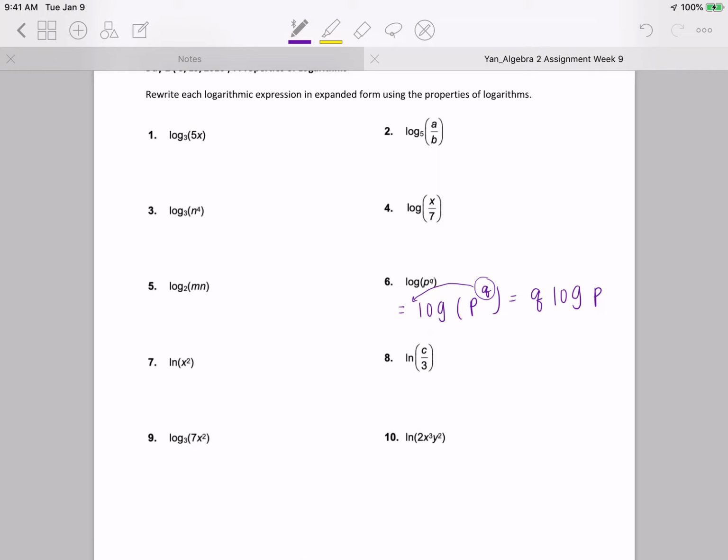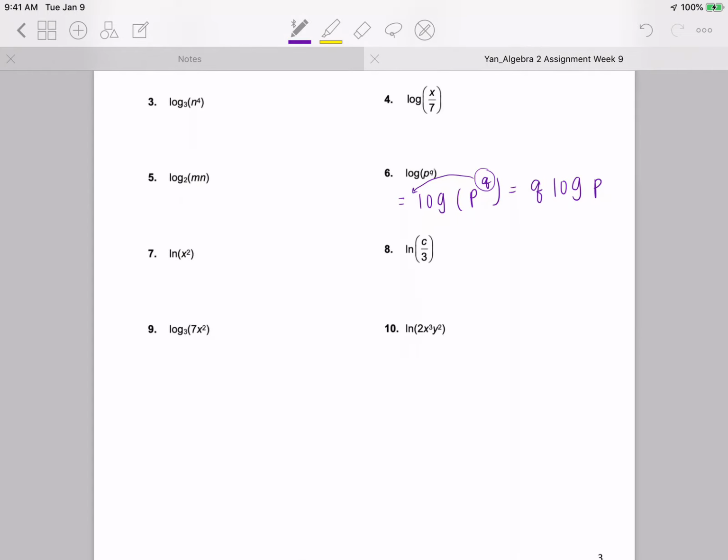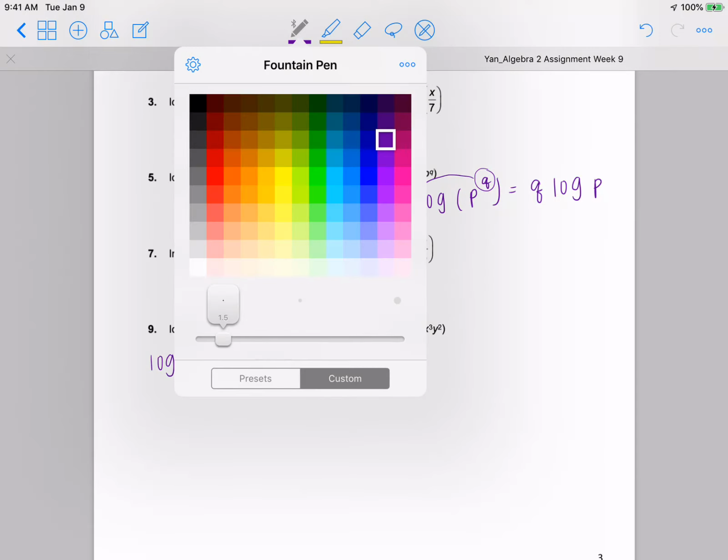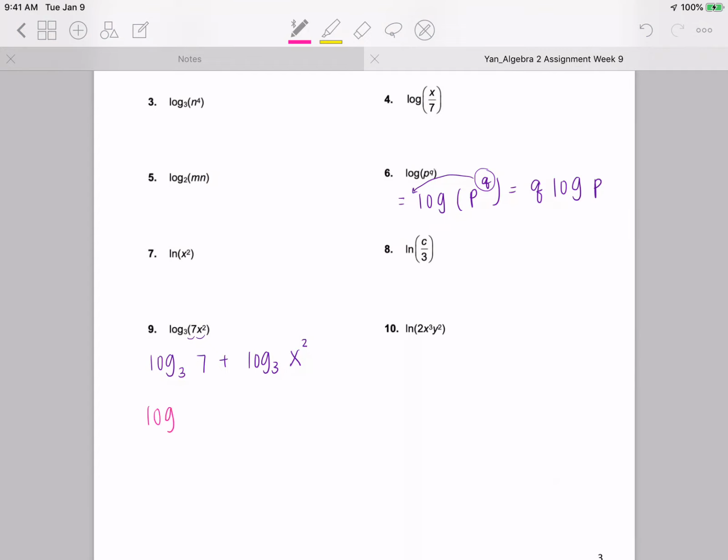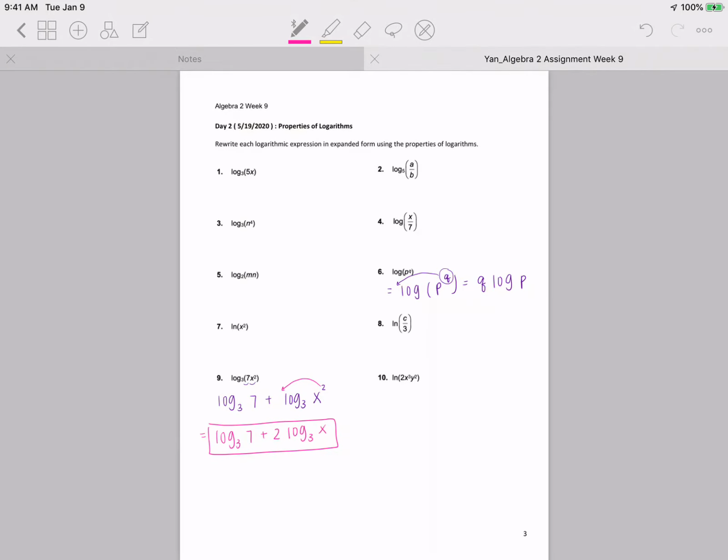Okay, let's do number 9. Number 9, how many things are being multiplied together? I've got the 7 times the x squared, right? So I'm going to rewrite it as log base 3 of 7 plus log base 3 of x squared. Can I do anything for the first part anymore? No, I just rewrite it. How about the second part? I can take the 2, bring it to the front, which is 2 log base 3 of x. That's your final answer. Okay, so go ahead and finish the rest of day 2.